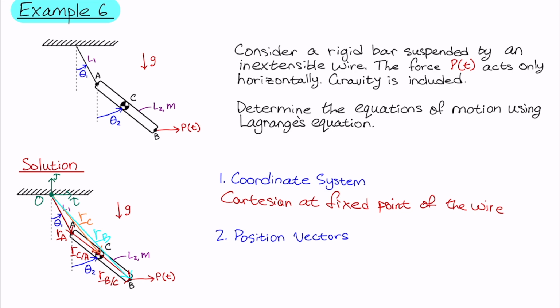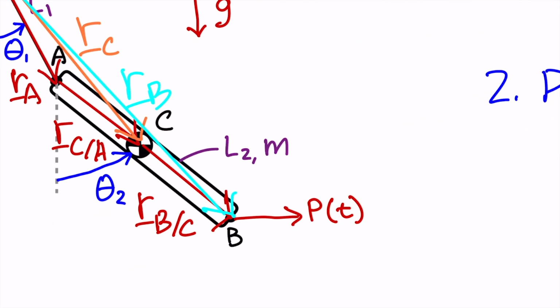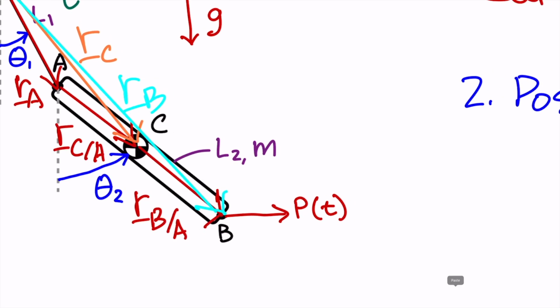We started off in class by defining a Cartesian coordinate system at the fixed point of the wire. That's where the wire connects to the ground. This will give us rotation that is positive in the counterclockwise direction. And then we drew several different position vectors, including RA, RC, RB, RC/A, and RB/C. I want to make a quick correction here. Instead of an RB/C, we're going to need RB/A instead. That's what we're going to end up using to define the position RB.